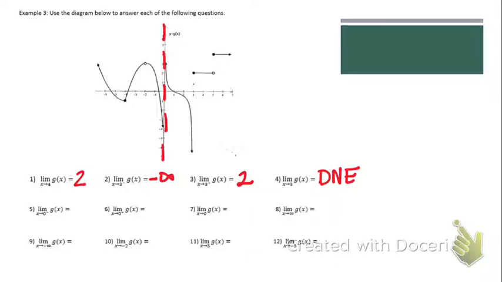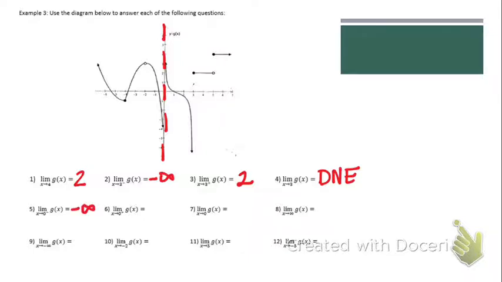Okay. So on the left side, this says 0 from the left. That little minus sign means from the left. So on the left side of the wall, what's happening to the arrow? What is it doing? Going down. Does everyone see that? It's going down, so that means that it would be negative infinity.